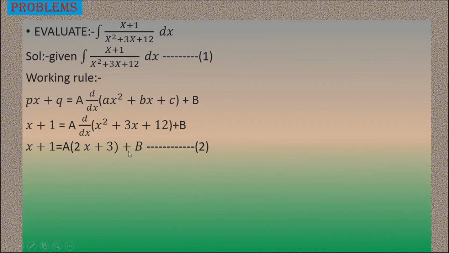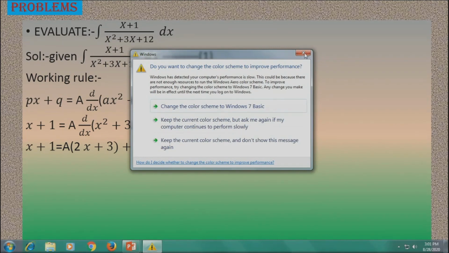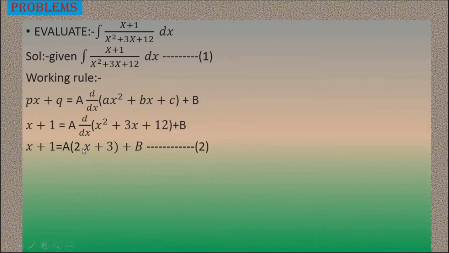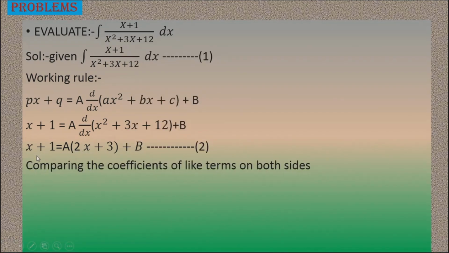So how can we find these? I am comparing the like terms on both sides, and by this I am finding the values of A and B. First I am comparing the coefficients of x on both sides. On the left side the x coefficient is 1, and on the right side the x term is 2x, so the x coefficient is 2 and it is multiplying with A. So it becomes 2A.